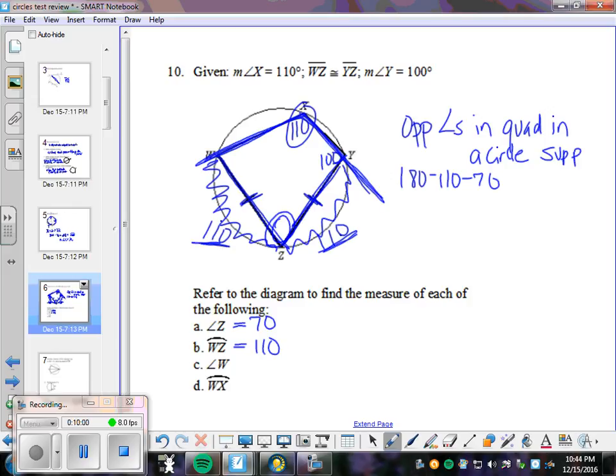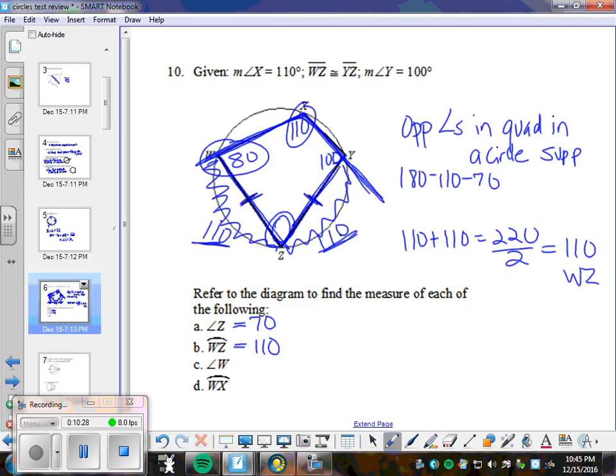Because if you took the whole arc from this angle, doubled it, you would still get half for this part because they're equal. So when you add 110 plus 110, you get 220, but then all I did was take half of it to get 110 again for WZ. Okay, now angle W is across from Y, so that's going to be 80, because 180 minus 100 will leave you with 80.